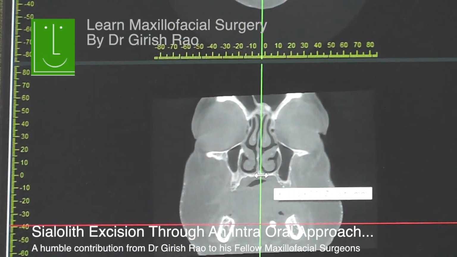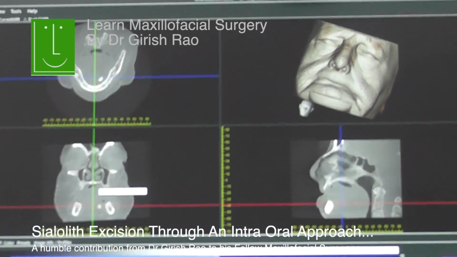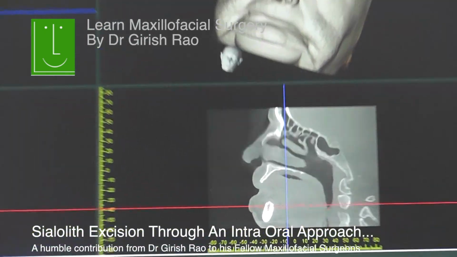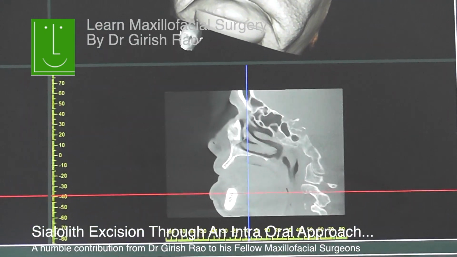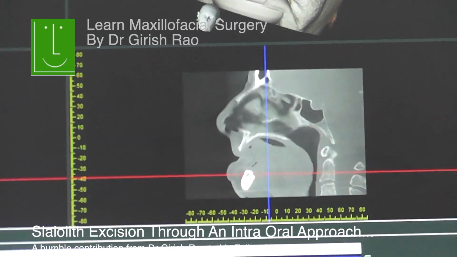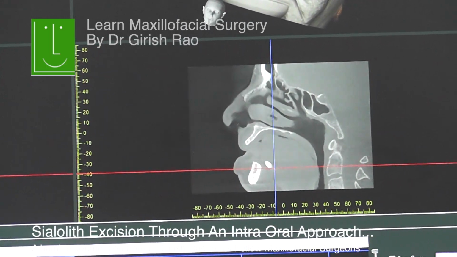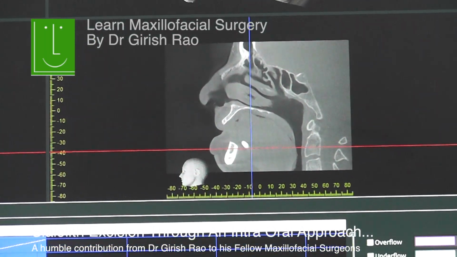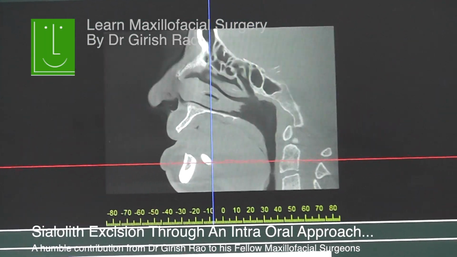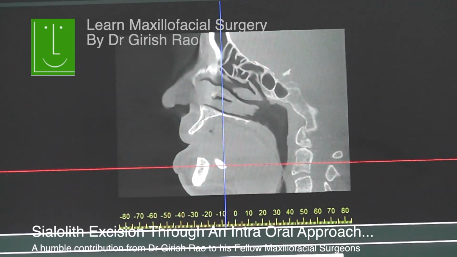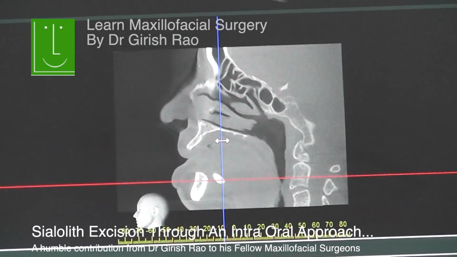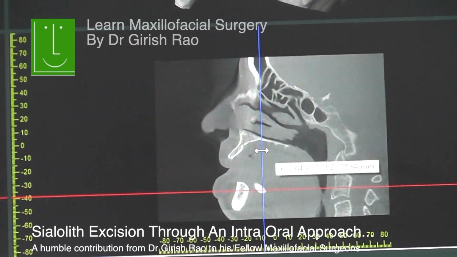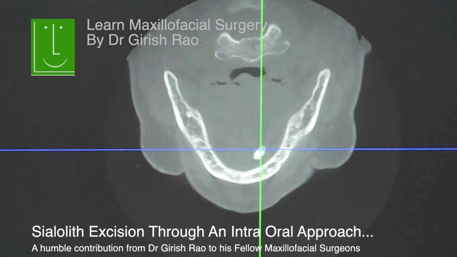A plain radiograph was done, and there was a suspicion that there was a stone. So we got a CT scan, and in the CT scan you can see that there is a sialolith in the Wharton's duct, which is the duct of the submandibular salivary gland on the left side. It's a good idea to get different sections in the CT, the axial, the coronal and the sagittal sections.